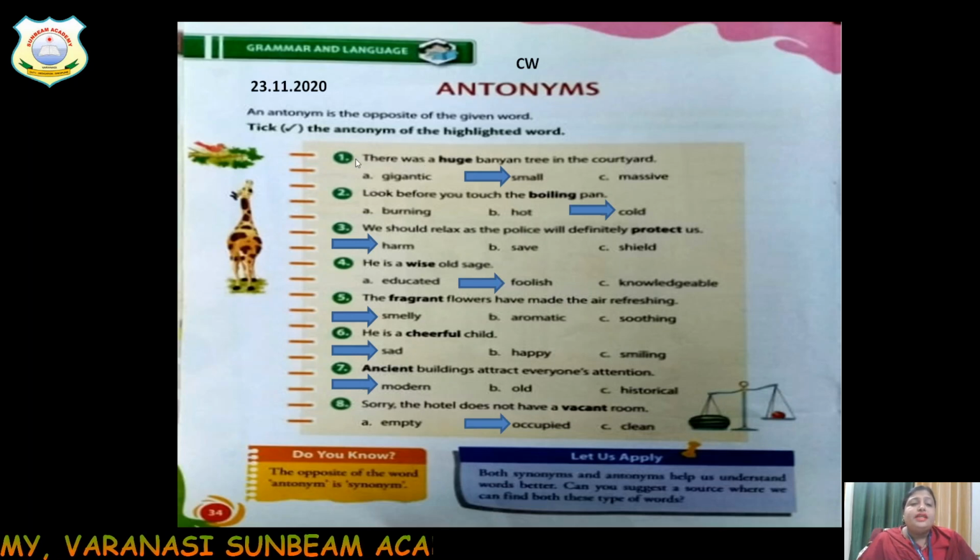So, first sentence: there was a huge banyan tree in the courtyard. What is the opposite of huge? Small. Look before you touch the boiling pan. What is the opposite of boiling? Cold. Boiling is hot and air is cold.